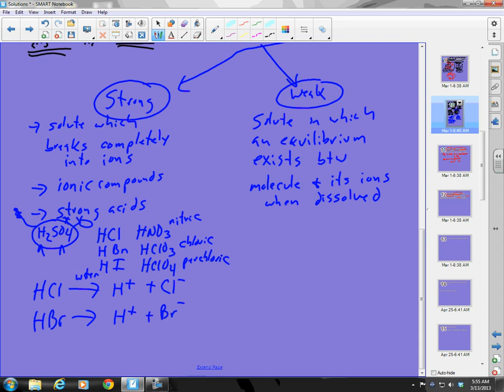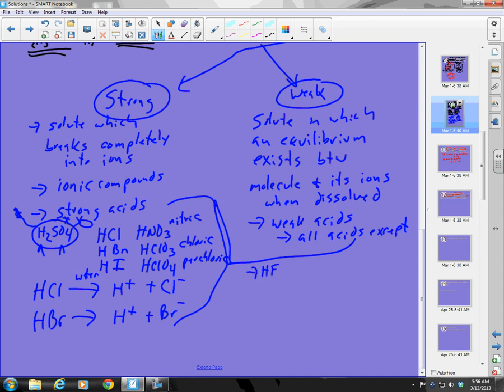So let's take a typical weak electrolyte. And what are my weak electrolytes? Most commonly, my weak electrolytes are weak acids. Now, what are my weak acids? All acids except for my strong ones. So things like hydrofluoric acid, nitrous acid, chlorous acid, right?